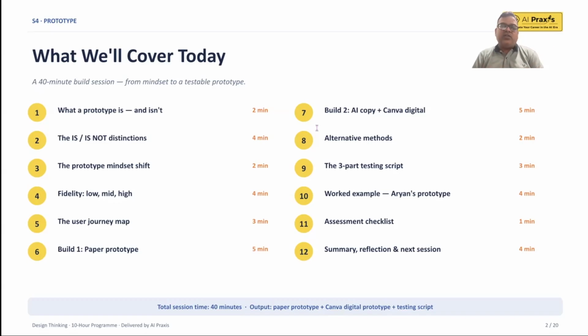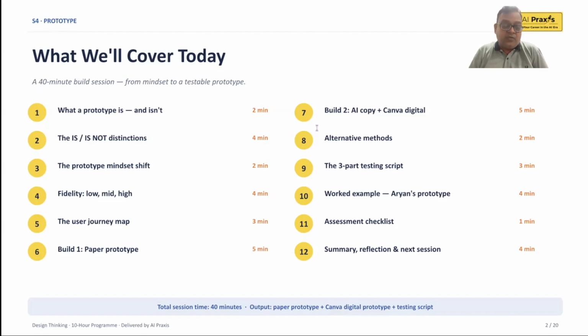Then comes the hands-on work. First, you will create a paper prototype, as I already mentioned, using simple materials. And after that, we'll use AI to generate copy and quickly convert the concept into a polished digital version using Canva. Not every idea is actually a mobile app, so we will also explore alternative ways to prototype services, conversations, physical products, and AI experiences.